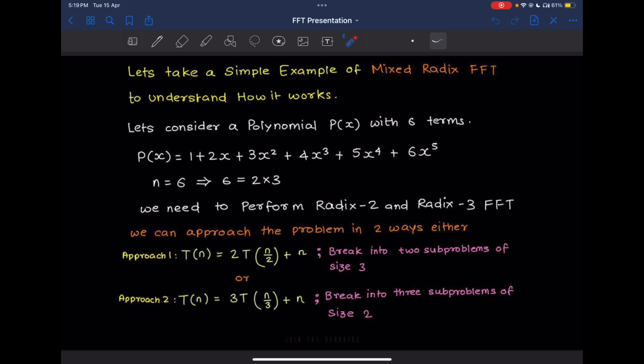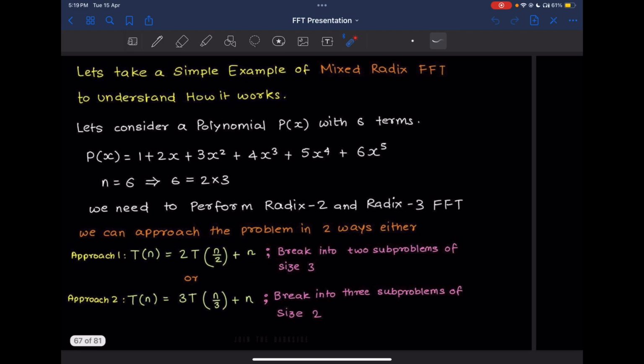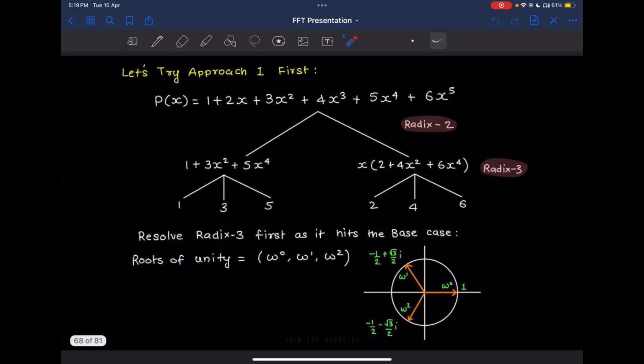So now I can follow two approaches. Either I can divide the subproblem into two parts further on and then three parts, or I can divide the subproblem into three parts and then two parts. Well, let's try the first approach where I divide it into two parts and then three parts. Then accordingly I perform the radix 2 FFT at the first level of recursion and radix 3 FFT at the second level of recursion.